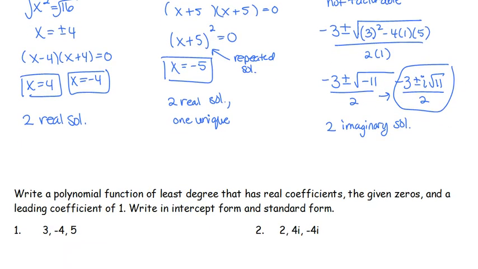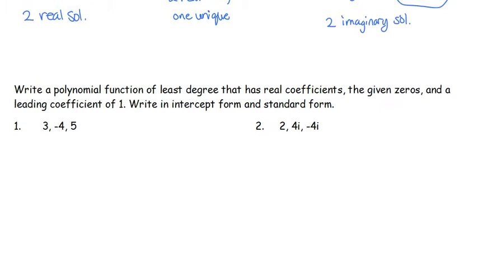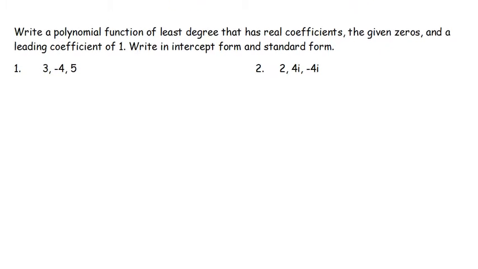Alright, the last thing for our video, and then we will be done, is writing a polynomial function of least degree that has real coefficients, the given zeros, and a leading coefficient of 1. Thing is, we want to do two things: write in intercept form and write in standard form. And this is actually easier than you think. We're going to say that the solutions to our equation are 3, -4, and 5.